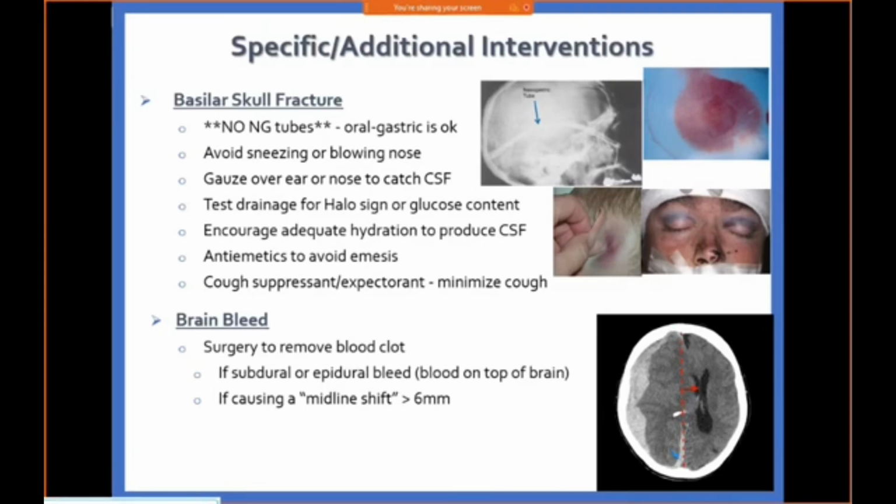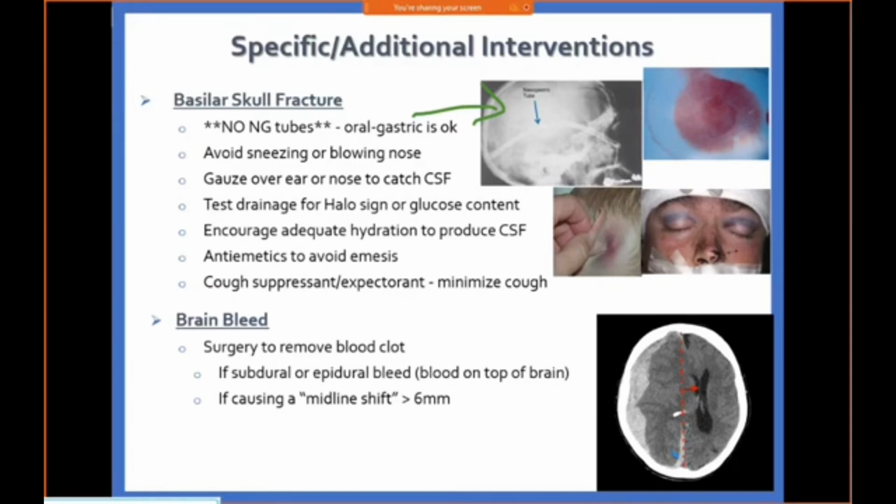Does everybody see the picture up at the top there? This is why there's no NG tubes, because if you have a fracture at the base of your skull and we are shoving a tube up your nose, it can get through the fracture and into the brain. You could Google NG tube in the brain and find tons of CT scans where the NG tube has ended up in the brain. So no NG tubes, nothing nasally.